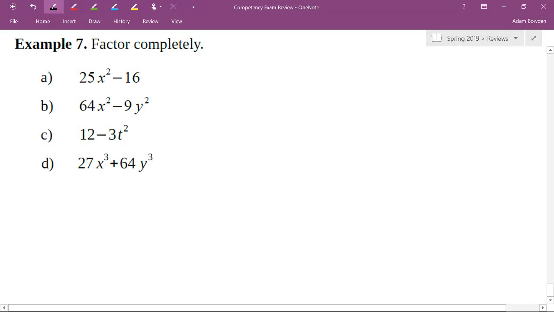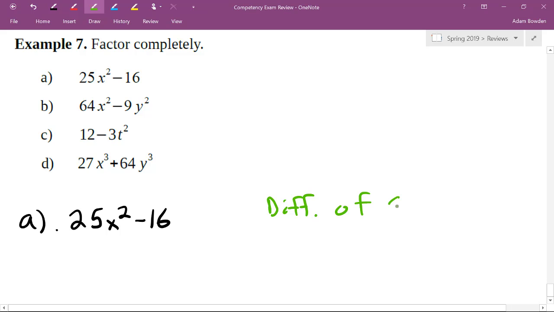Here are some more situations where we're going to factor, but in these cases we're not trying to factor a trinomial, rather we have a two-term expression like a binomial that we're trying to factor. So we do the factoring slightly differently depending on what kind of situation we're running into. If we look at the first one with 25x squared minus 16, this situation is what we refer to as difference of squares.